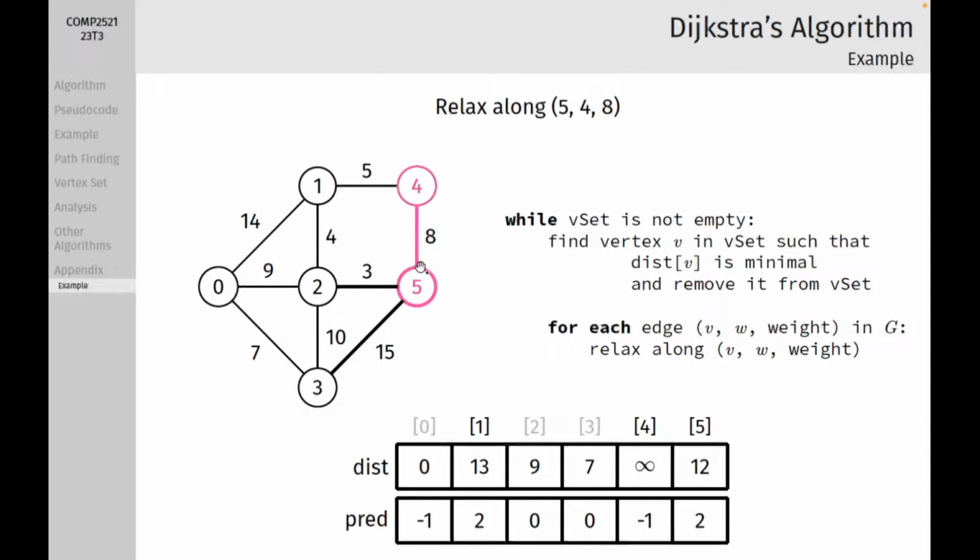Right, so what will be the cost of this new path to 4? Well, it's going to be the length of the shortest path from 0 to 5, which is 12, plus the weight of the edge from 5 to 4, which is 8. So 12 plus 8 is 20. And since 20 is smaller than infinity, we update the distance to 20, and we update the predecessor to 5.